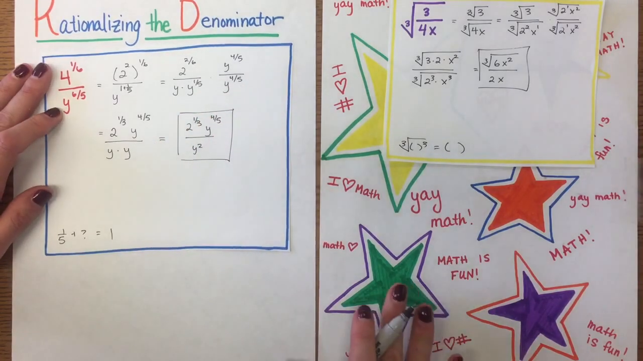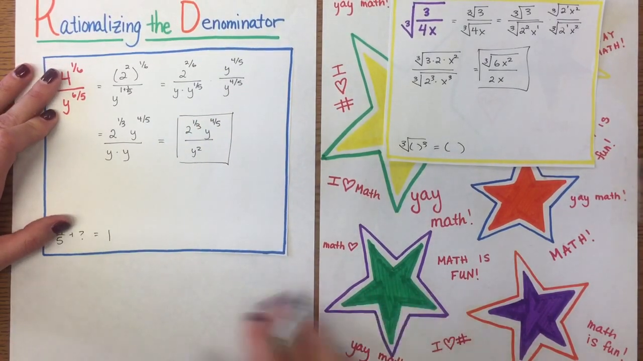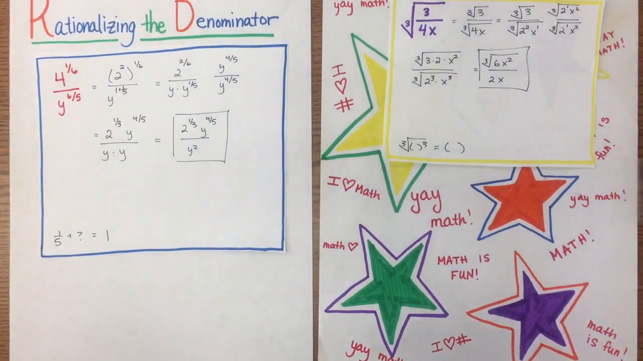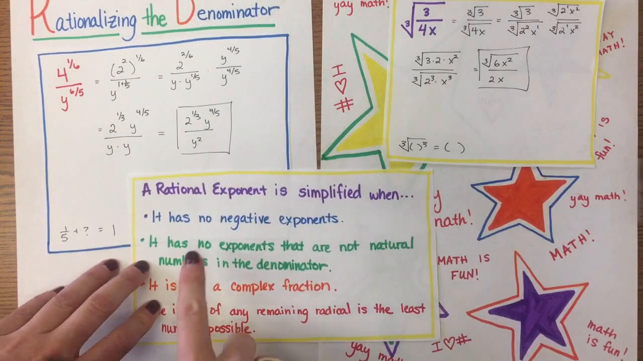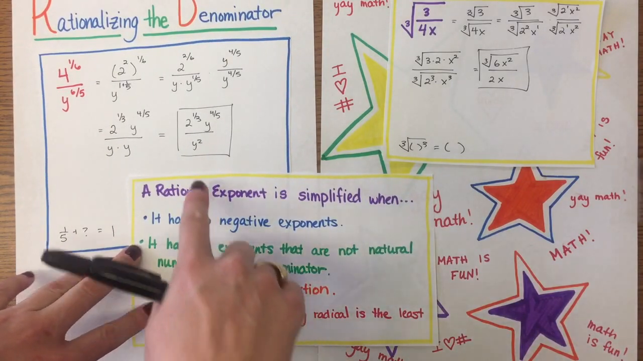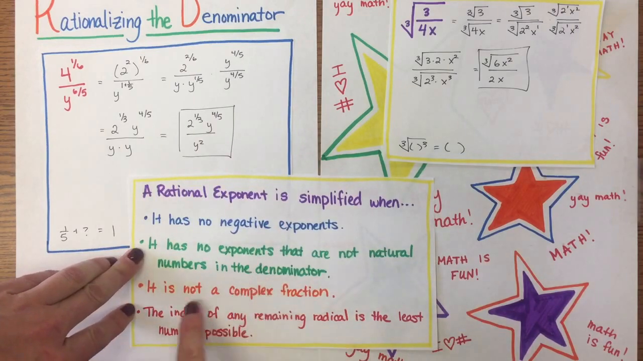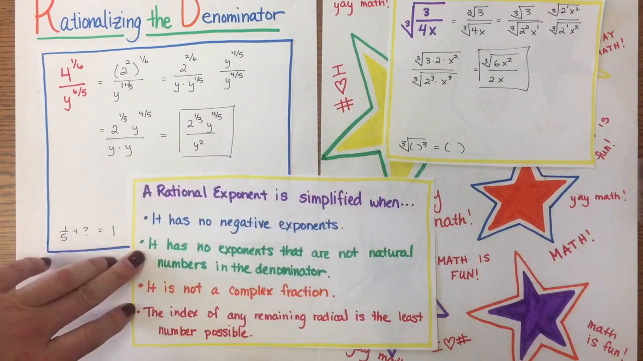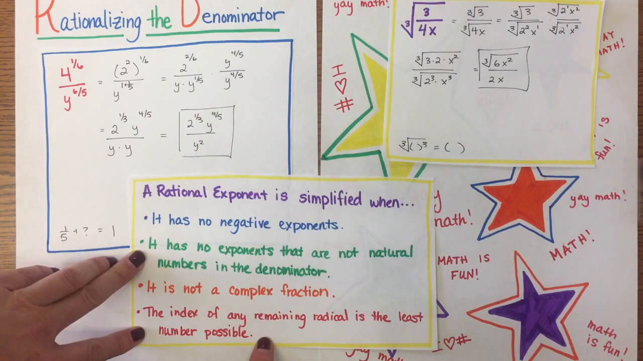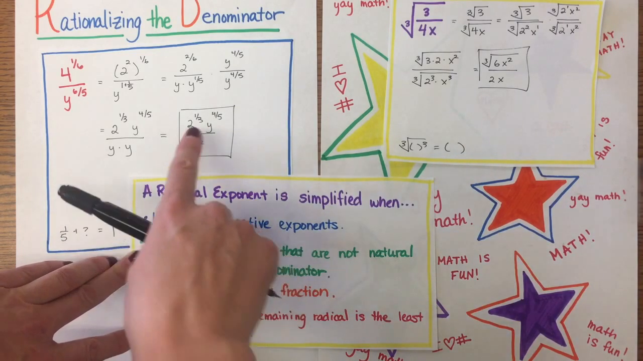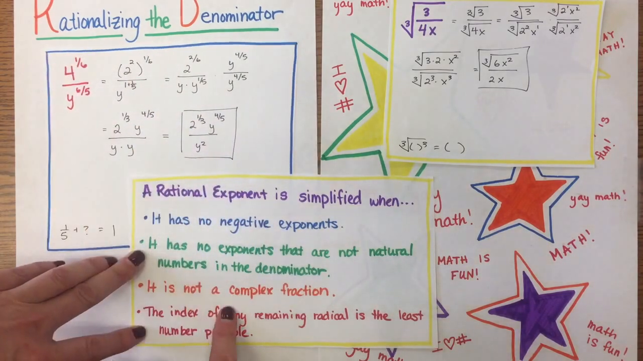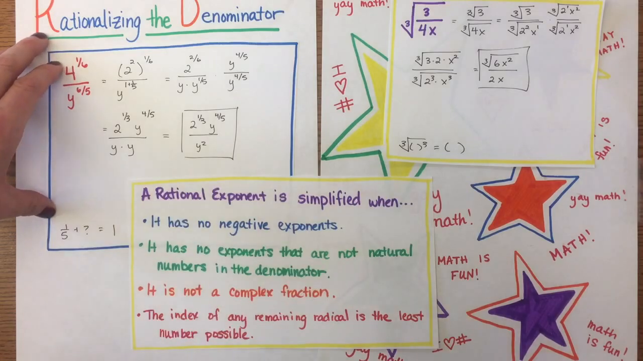You may notice y appears more than once, and that's okay, because I've satisfied my rules. There are no negative exponents. There are no exponents that are not natural numbers in the denominator. 2 is a natural number. There are no complex fractions in the exponents. And the index of any remaining radical is the least number possible. So I have no denominators like here, where this index was not the least number possible. So this is my final simplified answer.